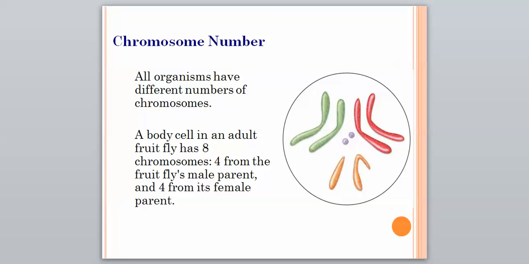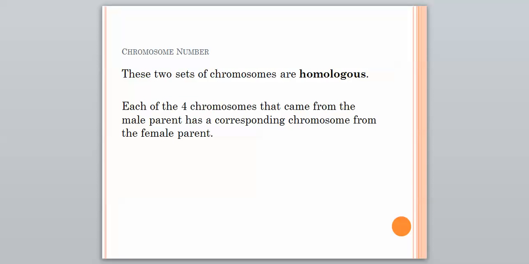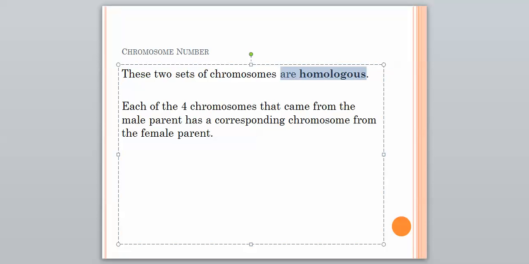And the term that we use to describe these sets of chromosomes is that they are homologous. This just means that each of the 4 chromosomes that came from the male parent has a corresponding chromosome from the female parent. So when you're homologous, it just means that you match up with another chromosome. Homologous chromosomes just mean they match up. That's all they mean there. Homologous chromosomes, that's going to be an important word for you to know. It'll probably show up on your quiz, so I'd make sure you wrote this down.